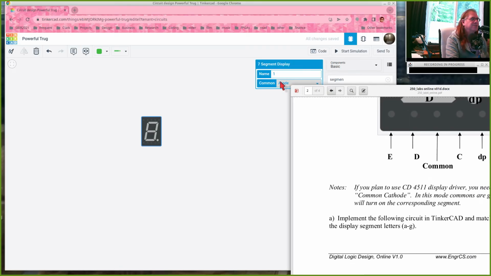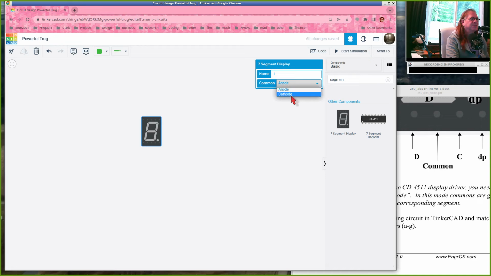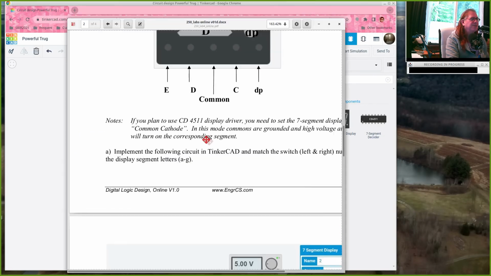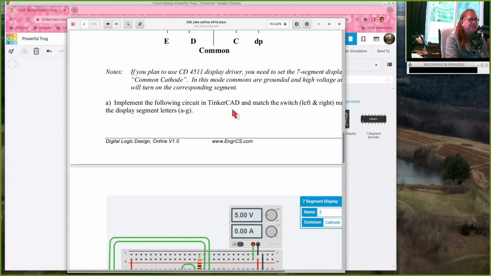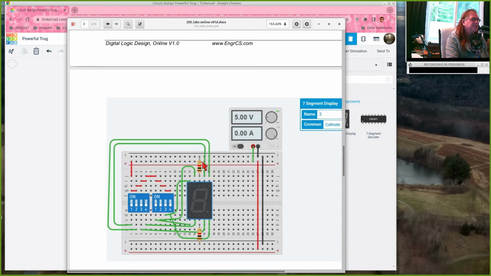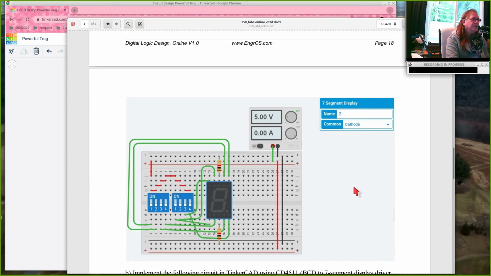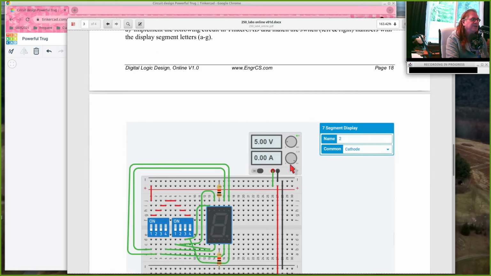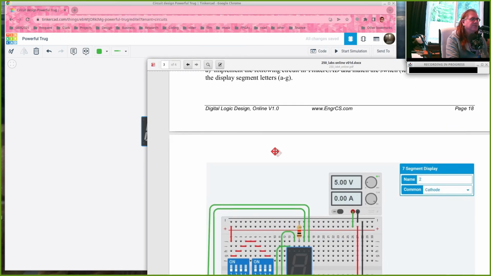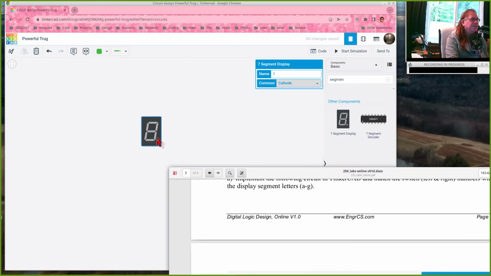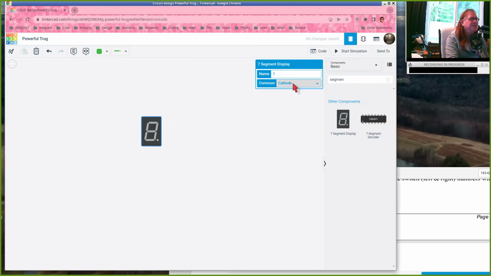And there's a drop-down box here. You can switch this to common cathode. Common cathode means that the common line here, instead of being connected to ground, would be connected to power. Actually, do that for this one too. All right, so that's the thing to keep in mind. When you use a 7-segment, switch this to common cathode. If you leave it at the default, which is anode, none of your stuff will work.